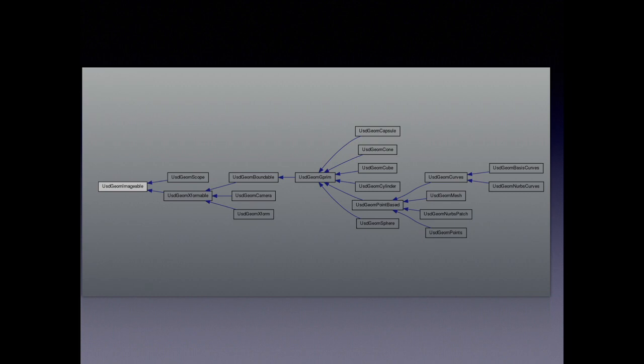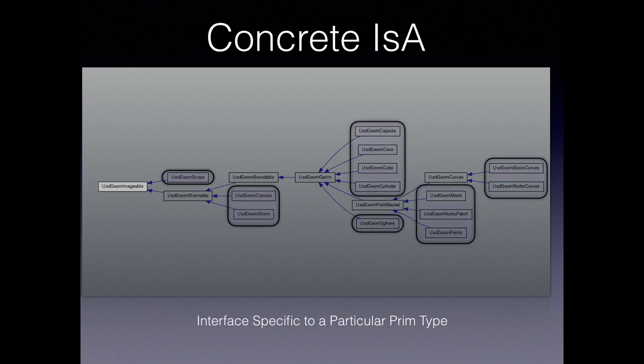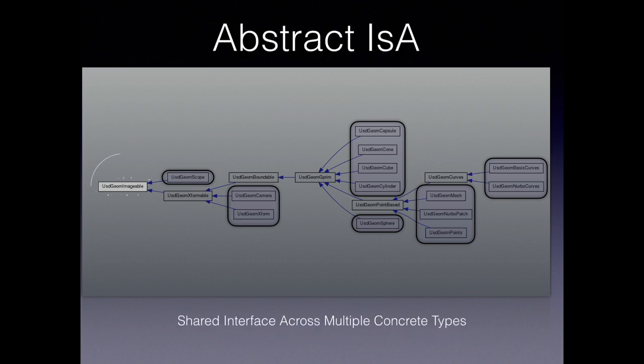The three primary types of schemas are, one, our concrete typed schema, and that's an interface specific to a particular prim type. So these are types that you can actually instantiate on a USD stage. You can create a cube, you can create a sphere, a mesh. There's also abstract typed schemas, and these are shared interfaces across multiple concrete types.